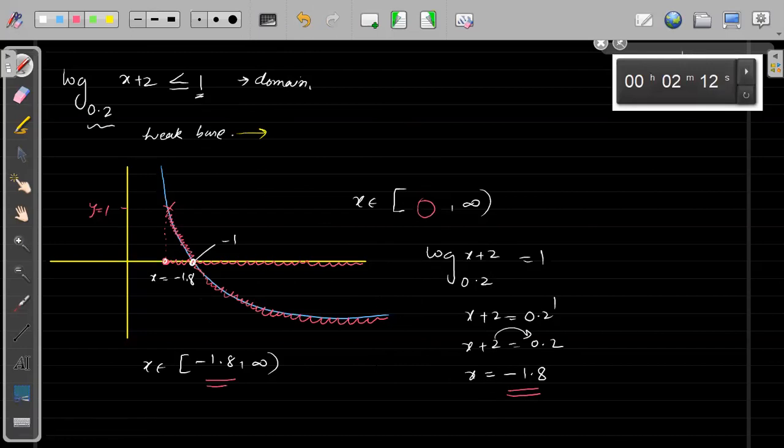Understood? Sir, we can solve the previous sum. I hope everybody is able to understand. Sir, we can do this as x plus, right?